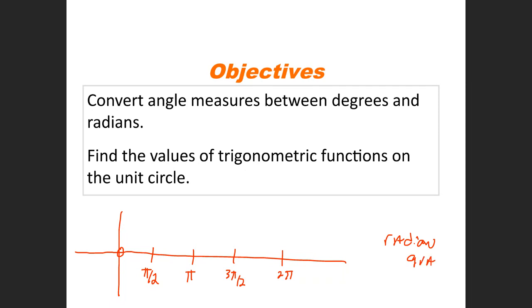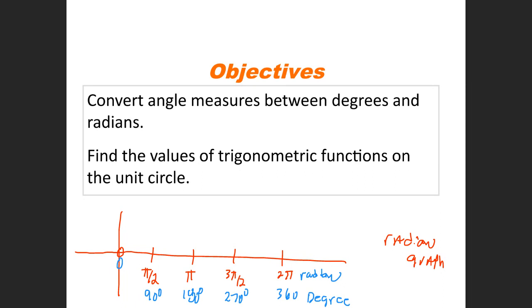Now I'm going to change this into a degree graph. I'm going to put the degrees that are exactly the same. 0 would be 0. Pi over 2 is 90 degrees, isn't it? Pi is 180 degrees. 3 pi over 2 is 270 degrees. And 2 pi is 360 degrees. So this is called a radian measure. This is called a degree measure.